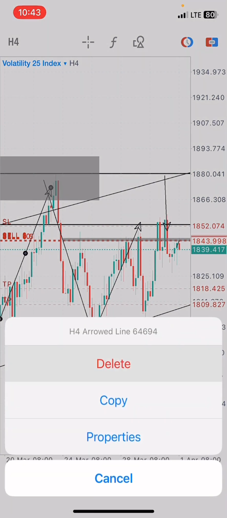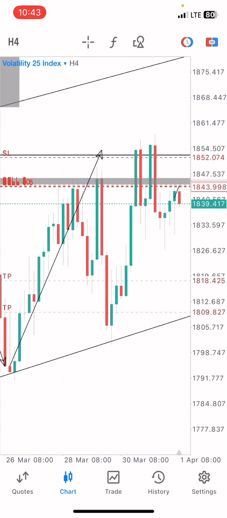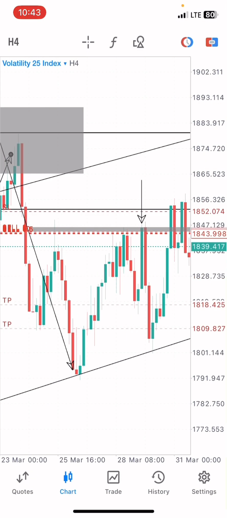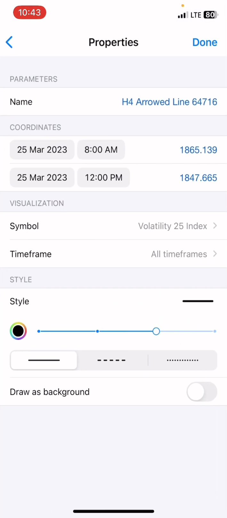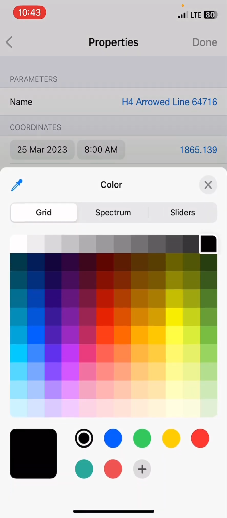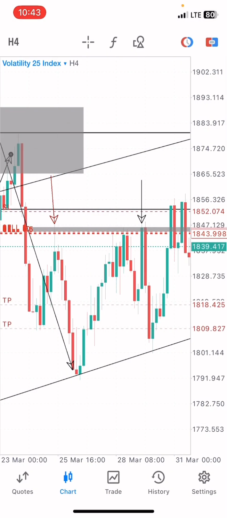I used these two to identify our mini resistance level at this point. You can see price reacting to this point too. I just made use of key levels and price reactions. You can see price reacting to this particular level, the same thing here. Let me change the color of this too so it can be different, so let's make it red. You can see price reacting to this level, the same thing here.